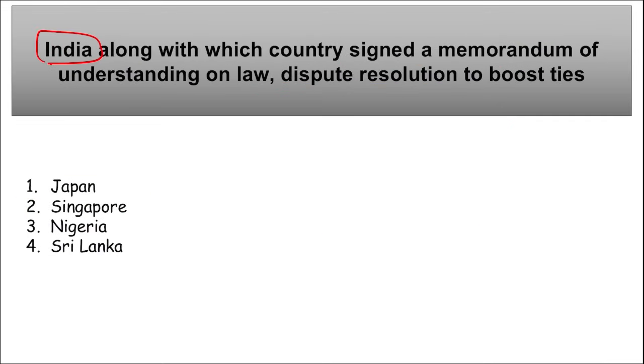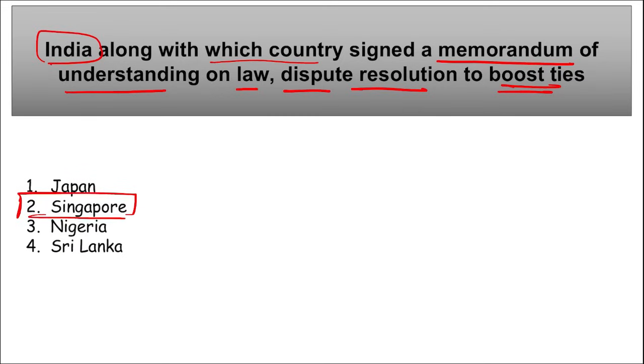Next is, India, along with which country, signed a memorandum of understanding on law dispute resolution to boost ties. So it is India and Singapore. They have recently signed a memorandum of understanding on law dispute resolution to boost ties in various services, that is between which country? So it is between India and Singapore. We have signed an MOU with them so that law dispute resolution can be enhanced, right? The basic services that are provided can be enhanced.